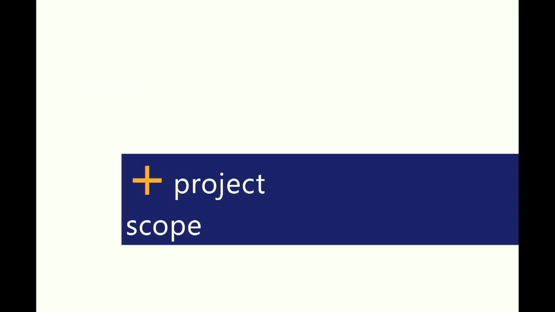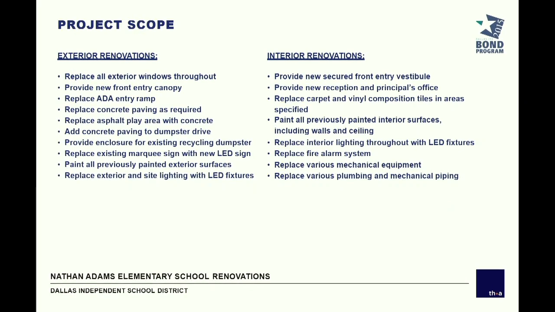So, quick bullet points, exterior and interior renovation items for this project. We're going to be replacing all the exterior windows throughout the facility. Now, when I say throughout the facility, I just want to specify throughout the older portion. There was an addition that we actually worked on a couple of years ago that is going to remain intact. We're going to provide a new front entry canopy at the main entrance to the school. We're going to replace the existing ADA ramp to relocate it under the new entry canopy. We're replacing concrete paving as required around the site to repair damaged areas, damaged concrete, sidewalks, and such.